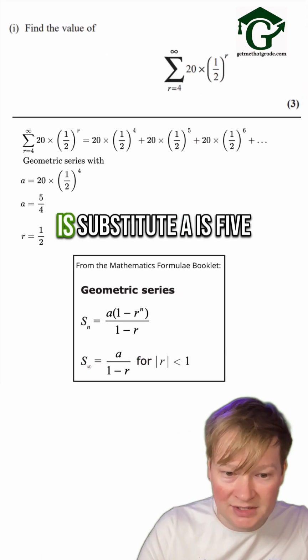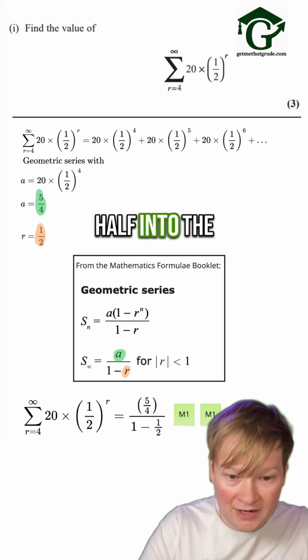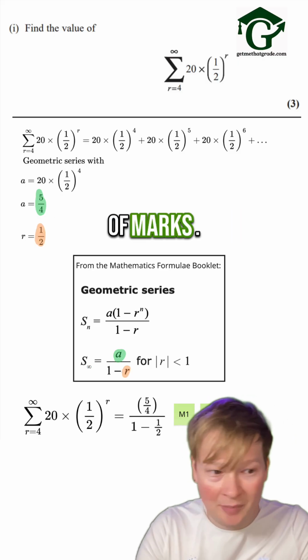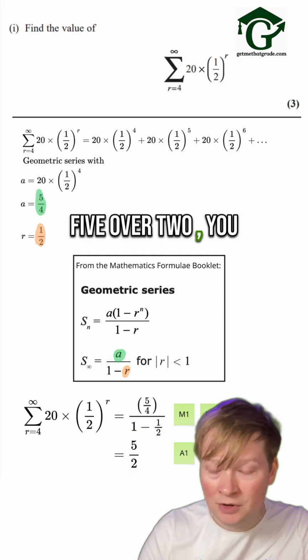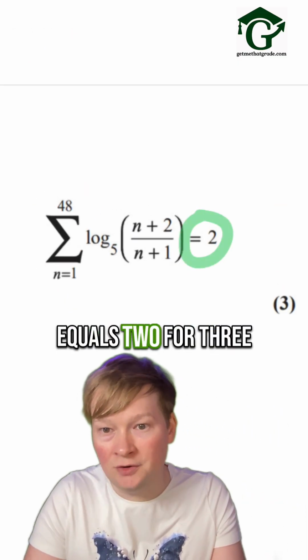So all we have to do is substitute a is 5 over 4 into this formula, and r is a half. If you do that, you get your first couple of marks, and then if you simplify this to get 5 over 2, you get the final mark. Part 2. Show that this equals 2 for 3 marks.